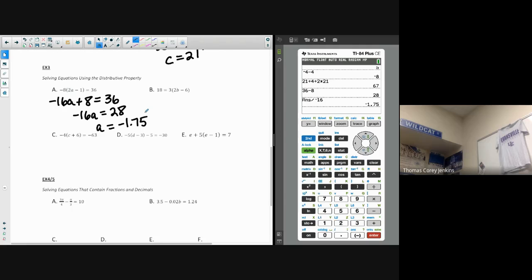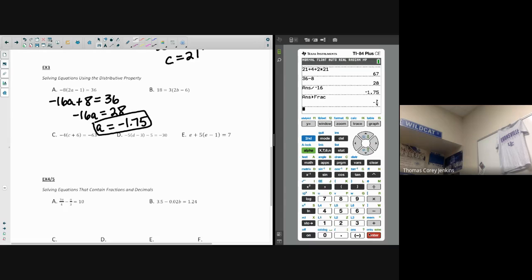But if the directions on one like this might say enter your answer as an integer or a fraction, then you may have to turn that into a fraction, which you can more easily do on your calculator. You can also do it on this type of calculator by going to math and then fraction. But it'd be negative 7 over 4 or negative 1 3/4. Okay. So you can see me if you don't know how to do that on your TI-30. All right.